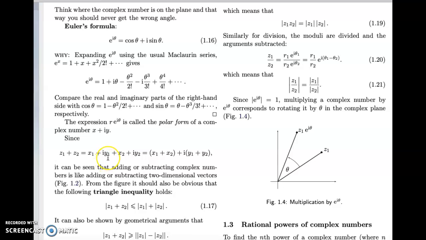x1 and y1 are components of one vector, x2 and y2 are components of another vector. You just add the components and you get the sum of the complex numbers. And similarly with subtraction.